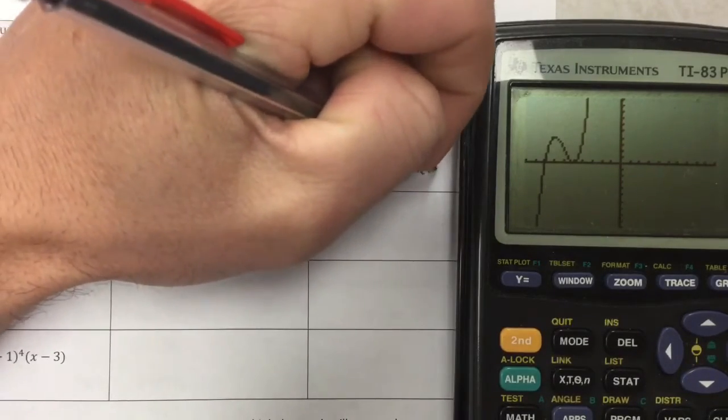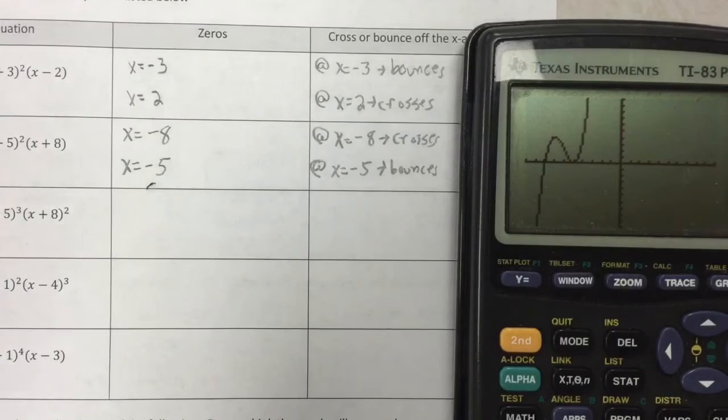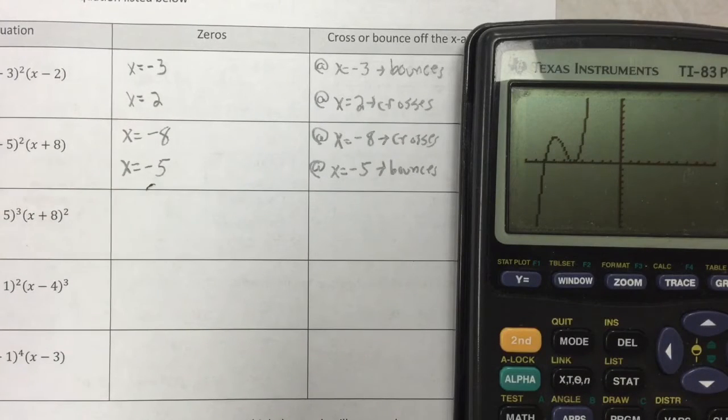So hopefully you're starting to see maybe some patterns develop. We're kind of seeing that when you have the squared, that's when it's bouncing. And if we have a first power, it's crossing at that spot. And if you notice, the root or the zero is always the opposite of the factor you see, because you're setting each factor equal to 0 anytime you are finding that.